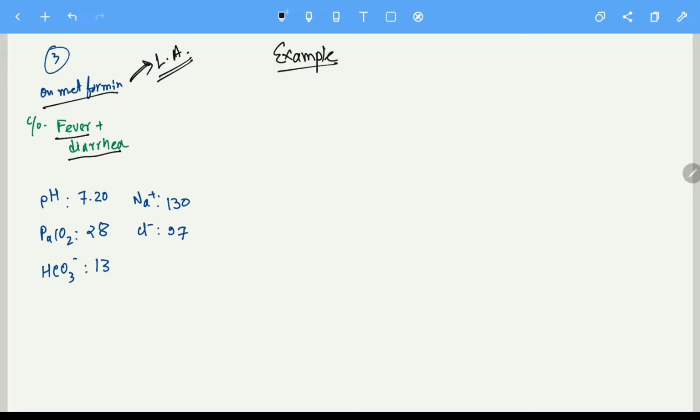Now pH is 7.2, which is low, that means acidosis. PaCO2 is 28, low, that means metabolic acidosis, as both are in the same direction, low.